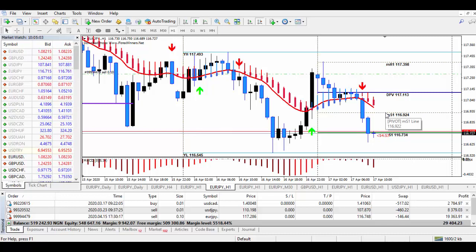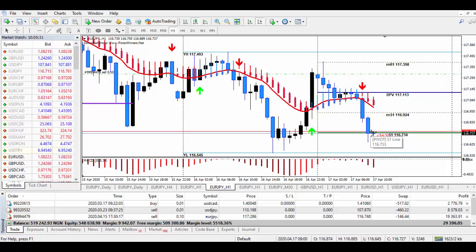Now, since the daily time frame is showing us a downward trend, and the 4 hours and the 1 hour time frames are also showing us a downward trend, considering the time frames from the bigger time frame down to the smaller time frame is what we call a top down analysis. Which is good because you're also looking at what the big players are doing.